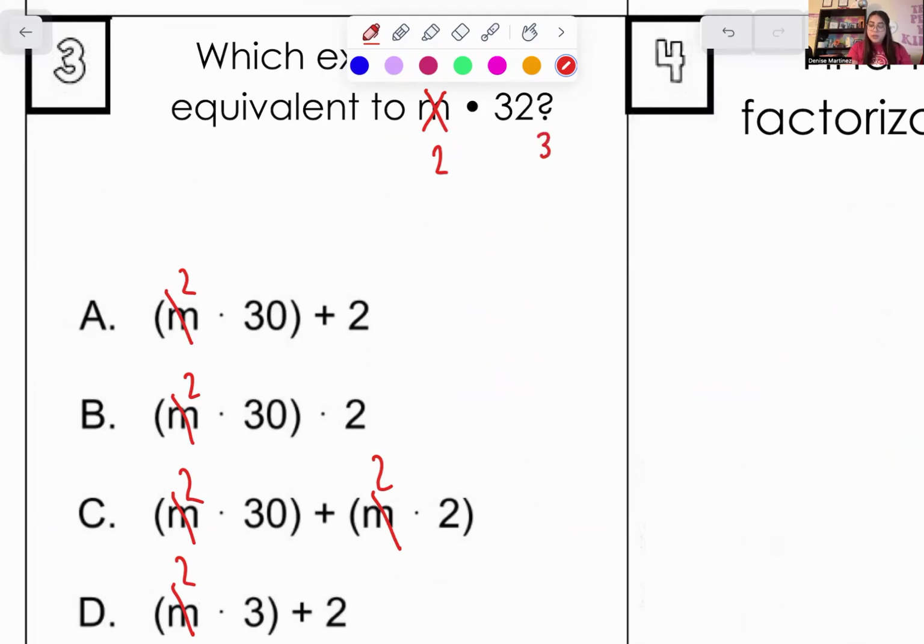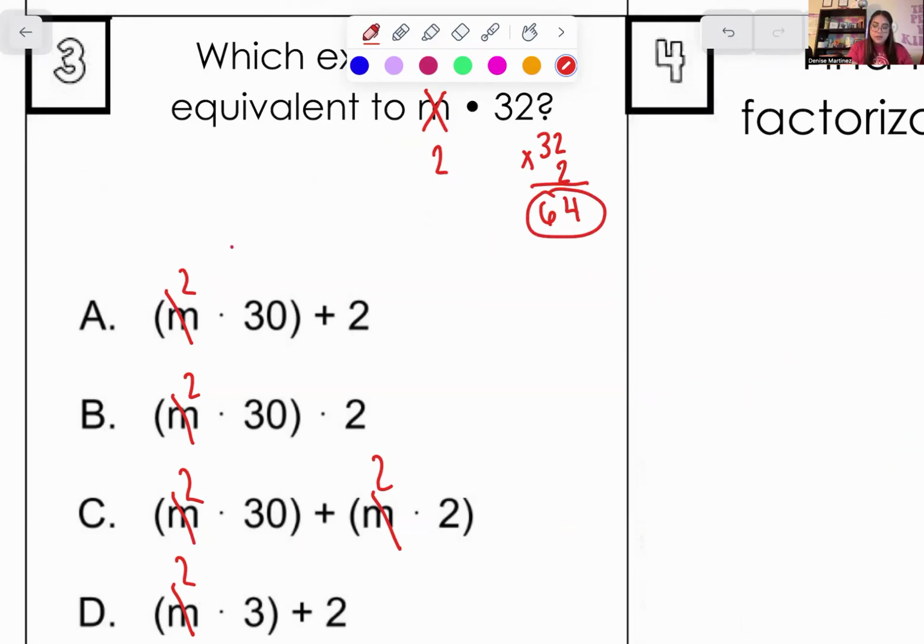We need to do 32 times 2 first. 2 times 2 is 4. 2 times 3 is 6. So I am looking for wherever I'm going to get 64. So if the answer is not 64, then that is not my answer.